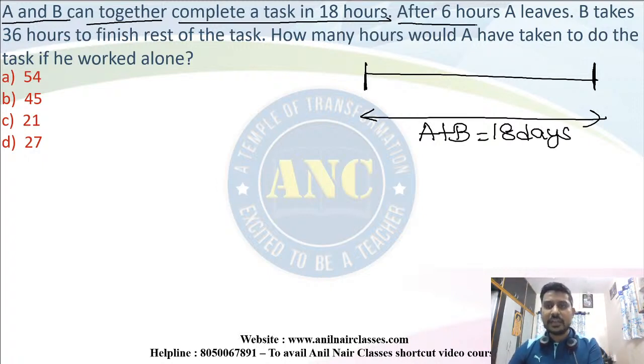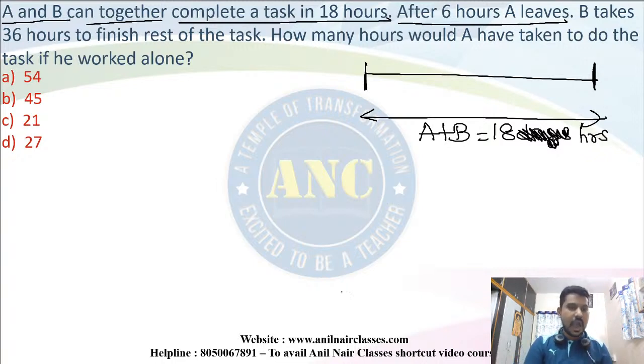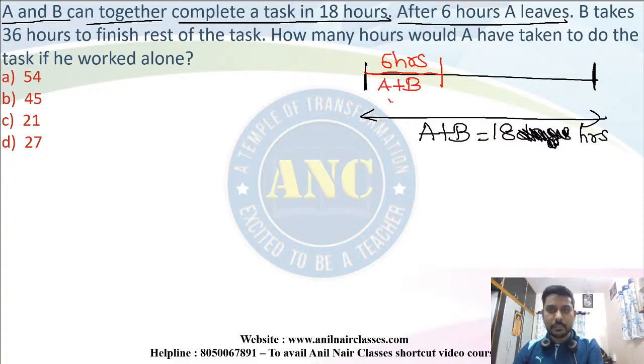But after 6 hours A leaves, so it is not 18 days, it is 18 hours. So it really does not matter whether it is days or hours in the question, don't worry too much about that. After 6 hours A left the work, so that means A is working only for 6 hours out of this 18 hours. In this duration of 6 hours they both worked together, and A is no more interested to work, right? B takes 36 hours to finish the rest of the task.